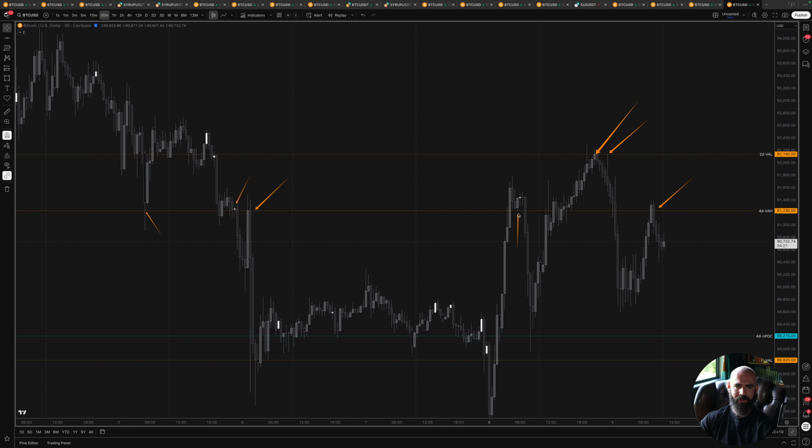We can see where it tried to accept above the 4-day and fell back in. We've got this 4-day endpoint that now hasn't been tapped, but if we did a 3-day, it could be a little bit lower or a little bit higher. And now we have this 4-day value area low, which is confluent with this low over through here. So we do come back down to this area.